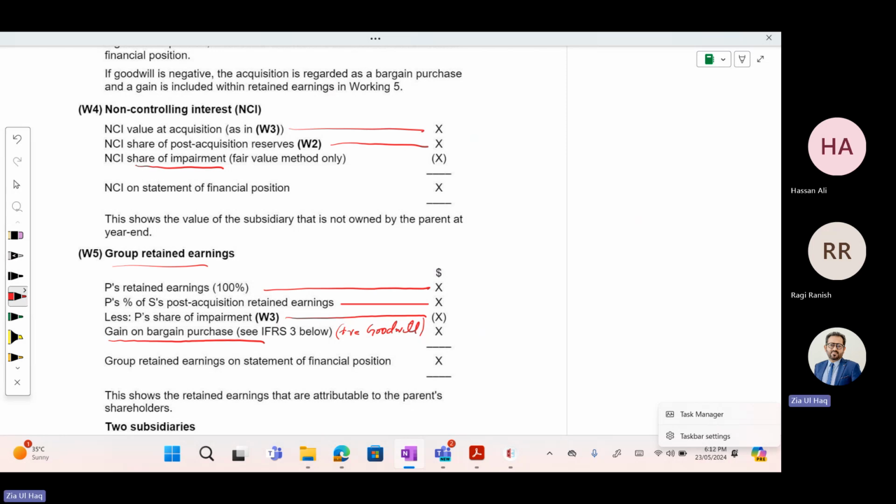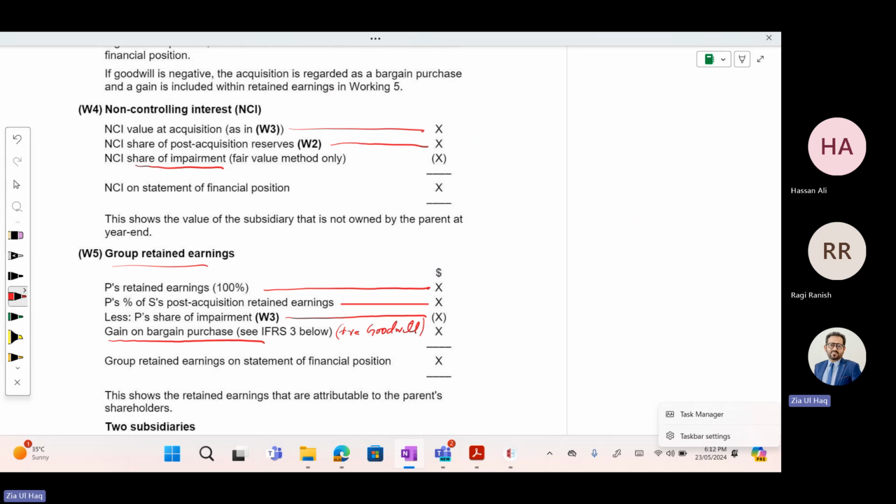It means the assets are worth 70,000 and you took them for 60,000. How? This was your bargain. If you don't come under us, you will die. We will destroy you. We will not allow you to operate in the market. So either take 60,000, otherwise you will lose all. What is this? Bargain. The goodwill amount is negative.